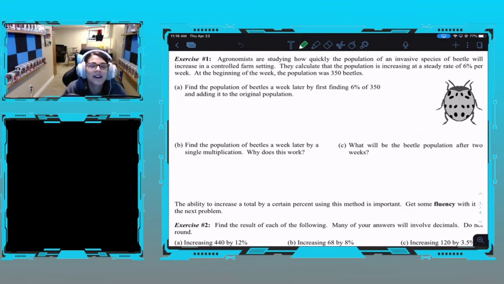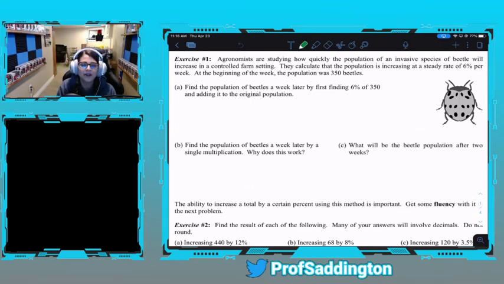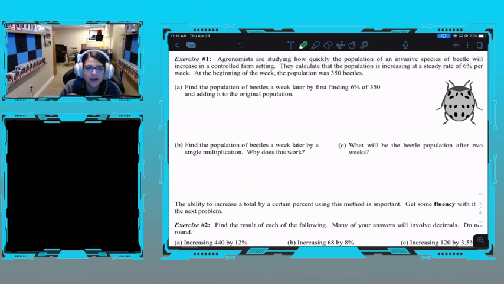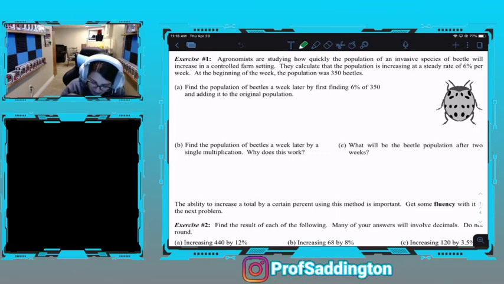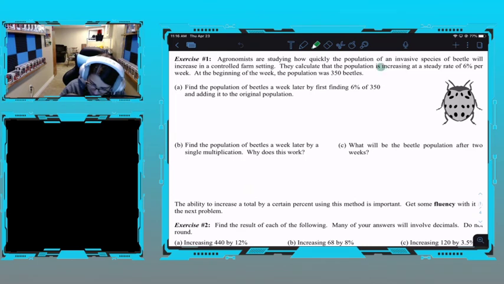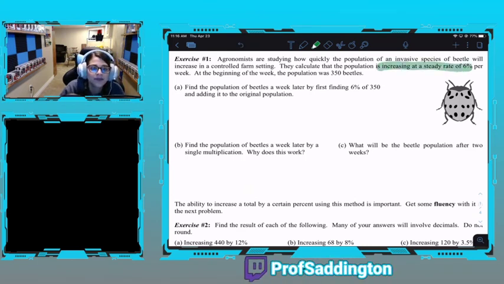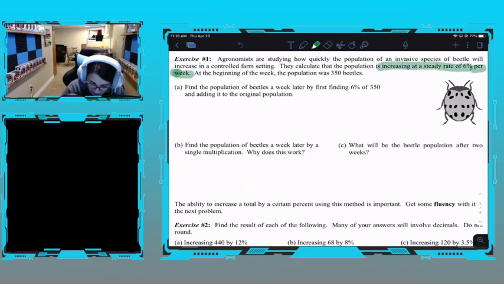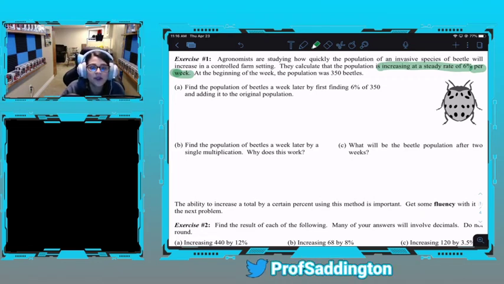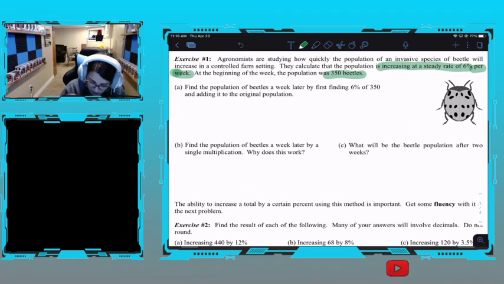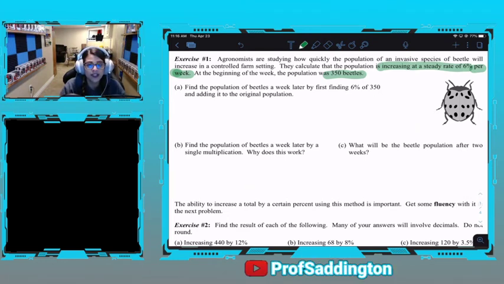Agronomists are studying how quickly the population of an invasive species of the beetle will increase in a controlled farm setting. They calculate that the population is increasing at a steady rate of 6%. So we're increasing at 6% per week. At the beginning of the week, the population is 350 beetles. So, find the population a week later by finding its 6% of 350.